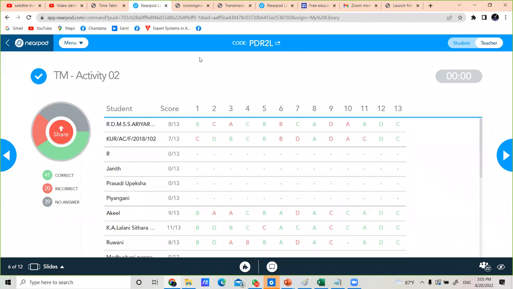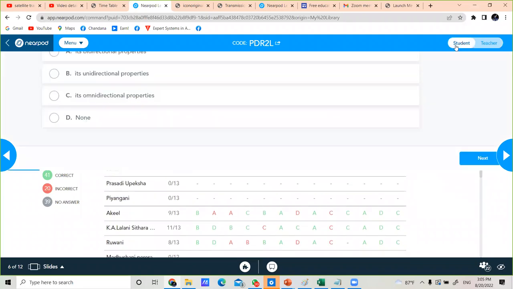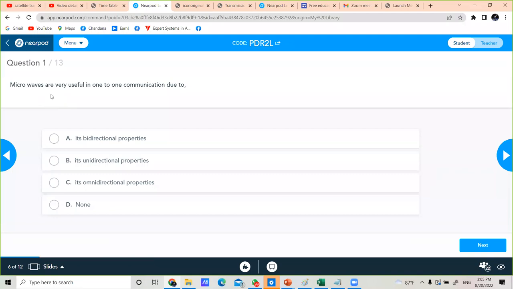Then we'll see the answers, the question again. First one, microwaves are very useful in one-to-one communication due to which feature? Microwaves are very useful in one-to-one. Only one direction, right?